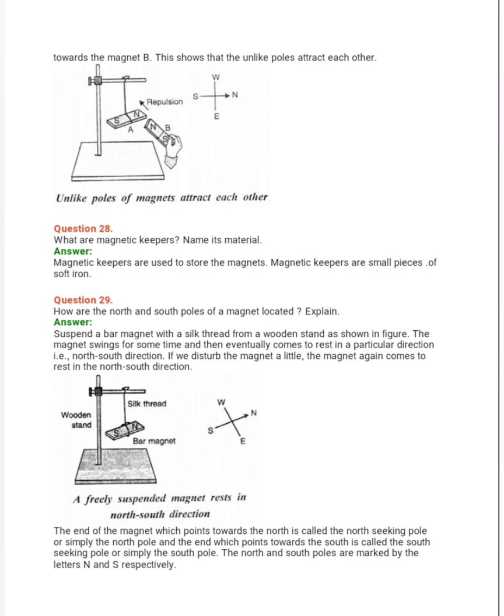Question 28. What are magnetic keepers? Name its materials. Answer. Magnetic keepers are used to store the magnet. Magnetic keepers are small pieces of soft iron.